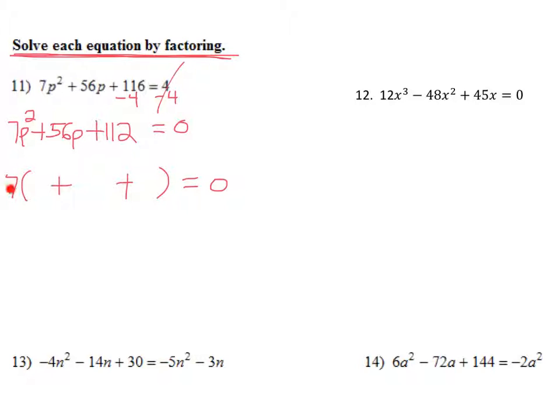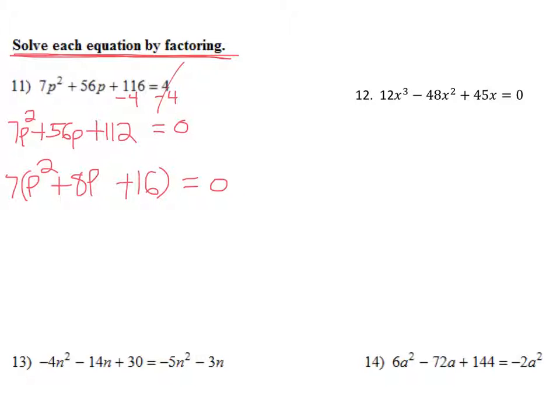Okay, and then let's see here, 7 times p squared gives us that, 7p squared. Let's see, 7 goes into 56p 8 times. I'm going to have 8p, so plus 8p. And then, as I mentioned before, 7 goes into 112 16 times. So 7 times 16 is 112, so I have plus 16.